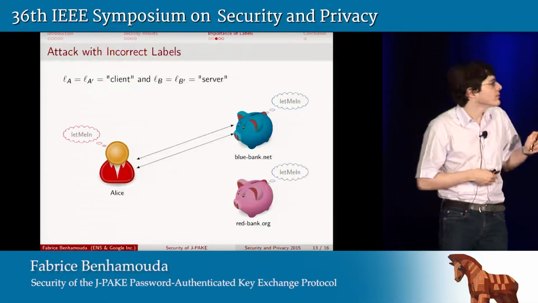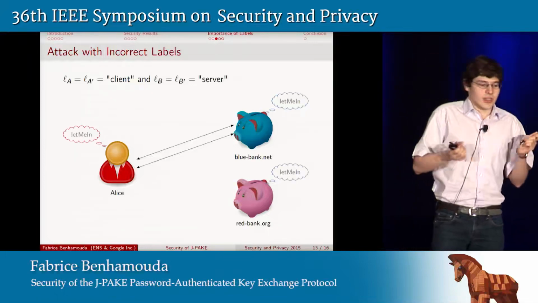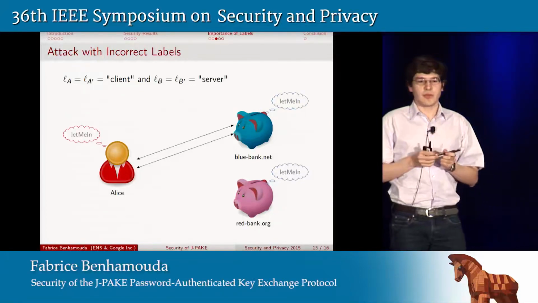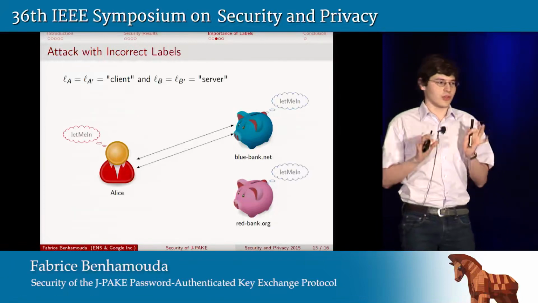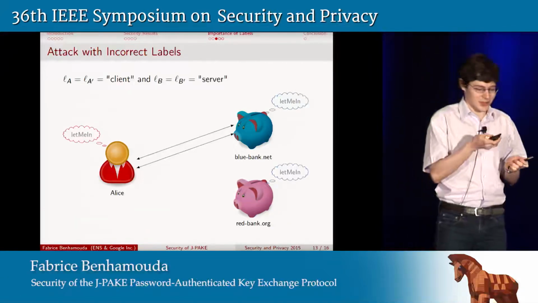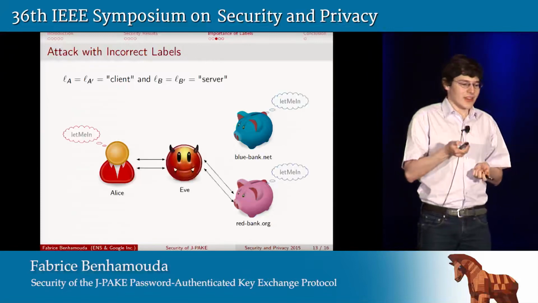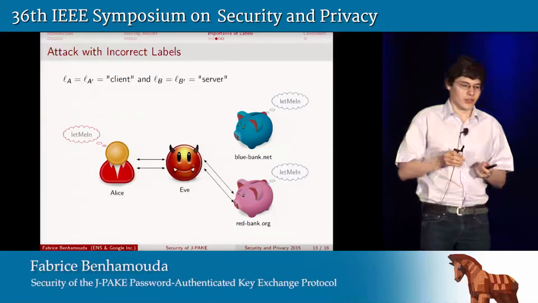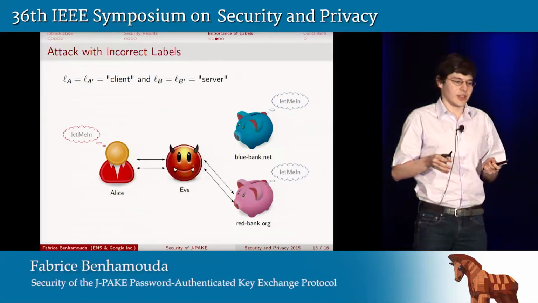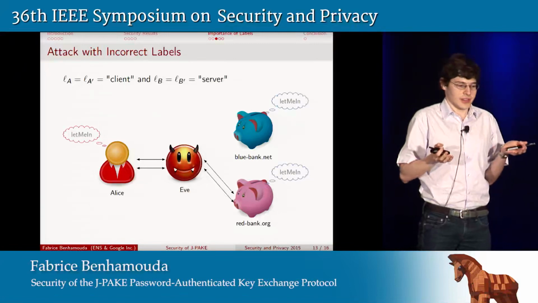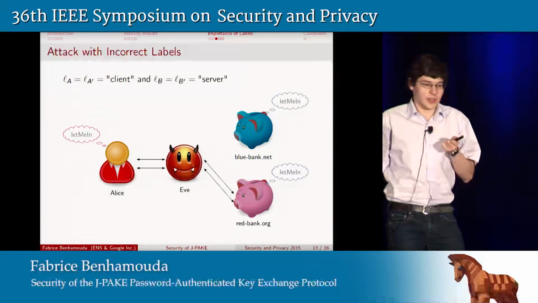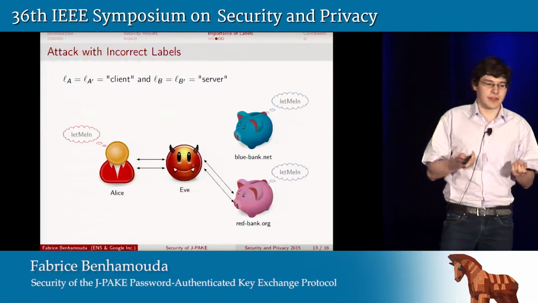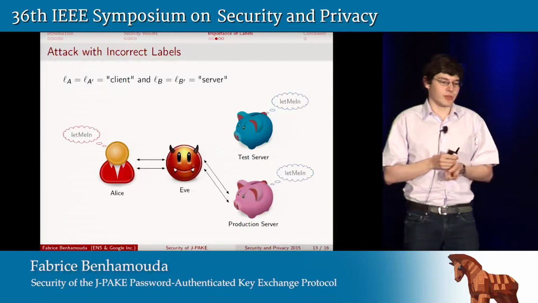So more precisely, let's suppose that Alice has two bank accounts, a blue one and a red one. And she uses the same password for the two bank accounts. So that's really bad, but a lot of people do that, so that's possible. And an adversary can just forward all the flow intended to the blue bank account to the red bank account. And then Alice will think she's talking to the blue bank, but actually she's talking to the red bank.